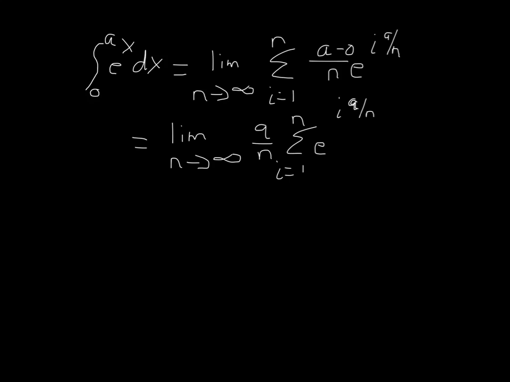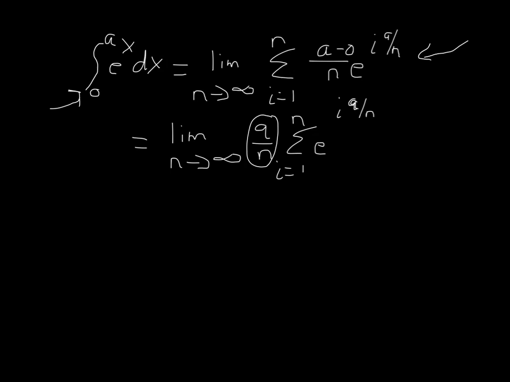For this problem, we're being asked to find the integral of e to the x using the Riemann right-hand rule. Working from the equation associated with the right-hand rule, and filling in our interval of 0 to a, we end up with this expression here in the first line. If we simplify that, because we have a minus 0 over n, it becomes a over n times the sum from i equals 1 to n of e to the i a over n.